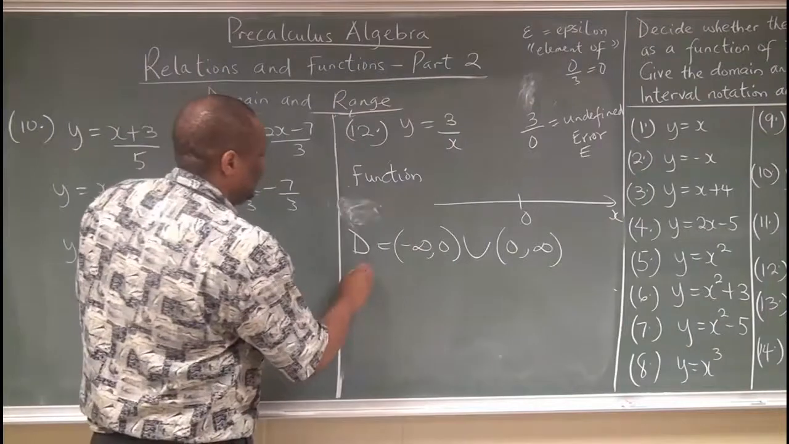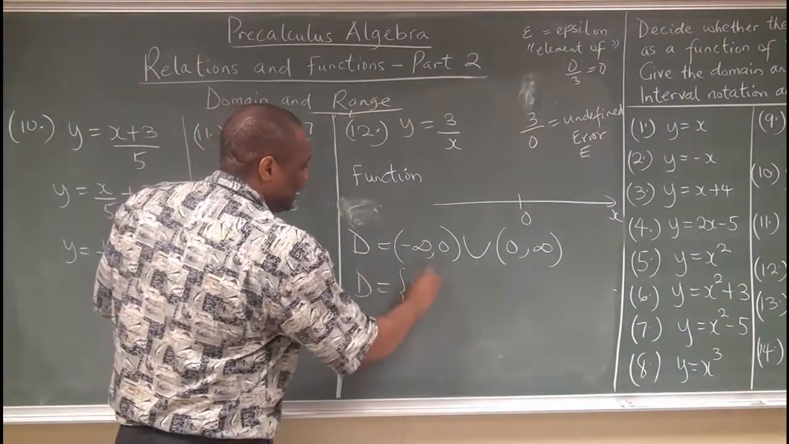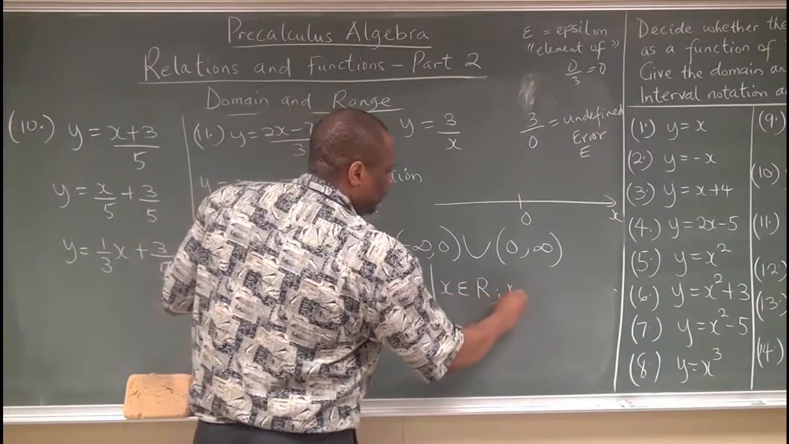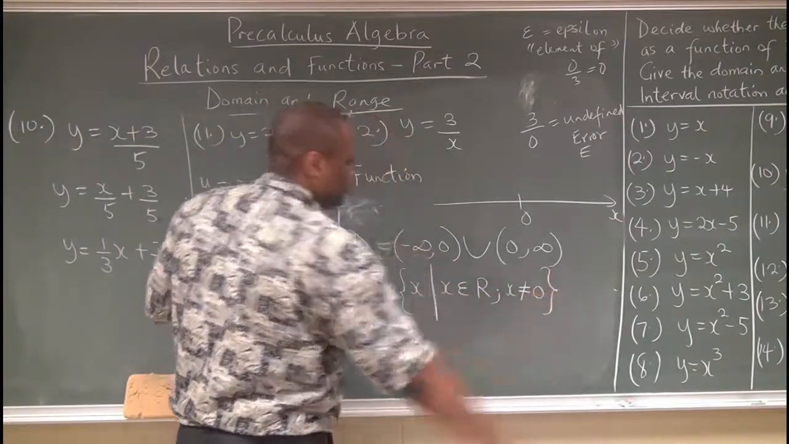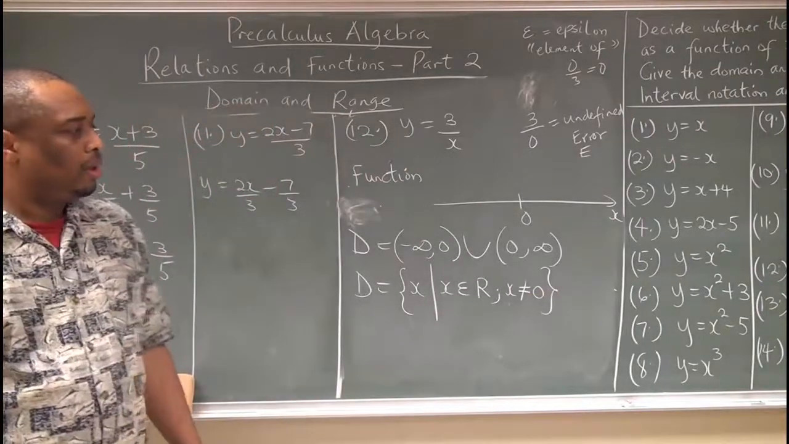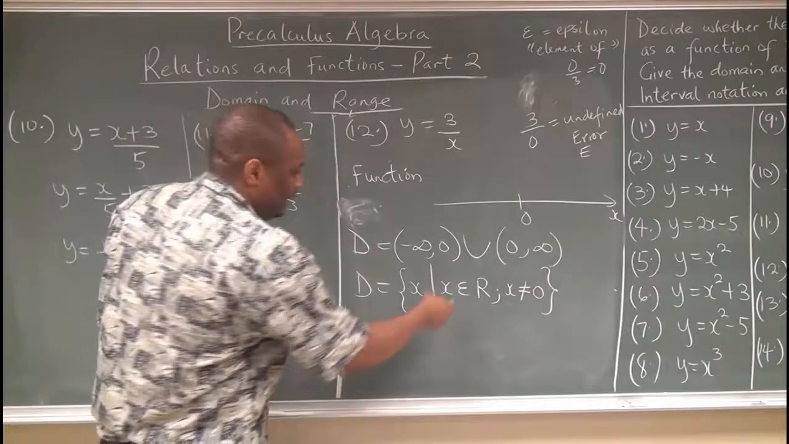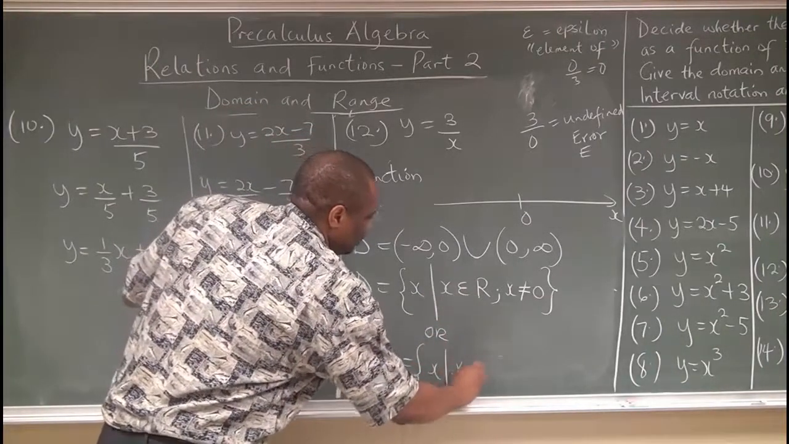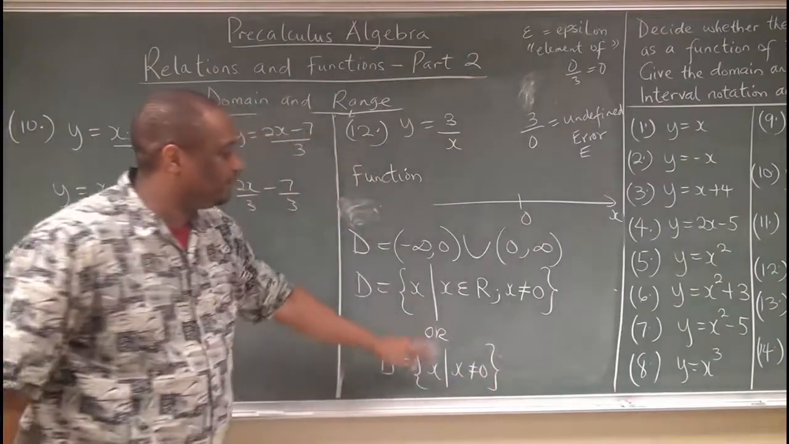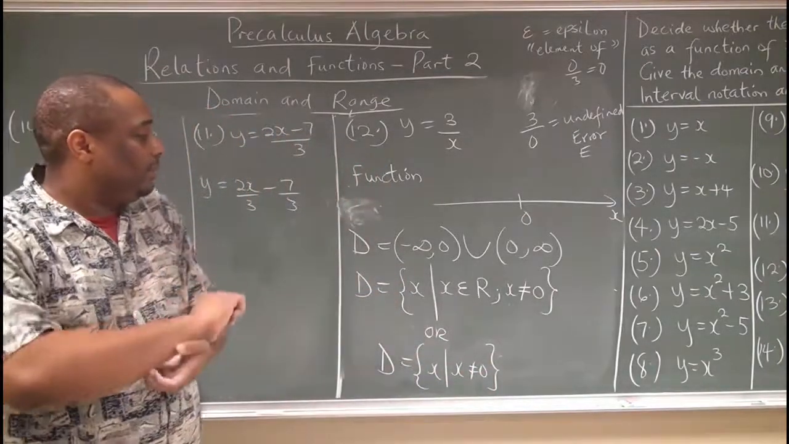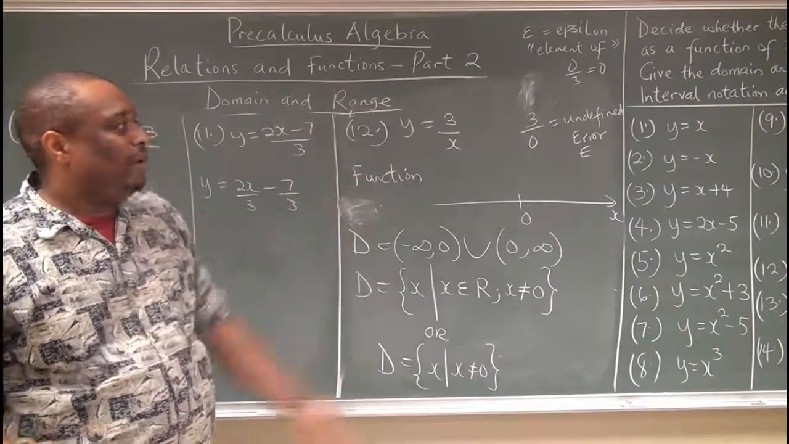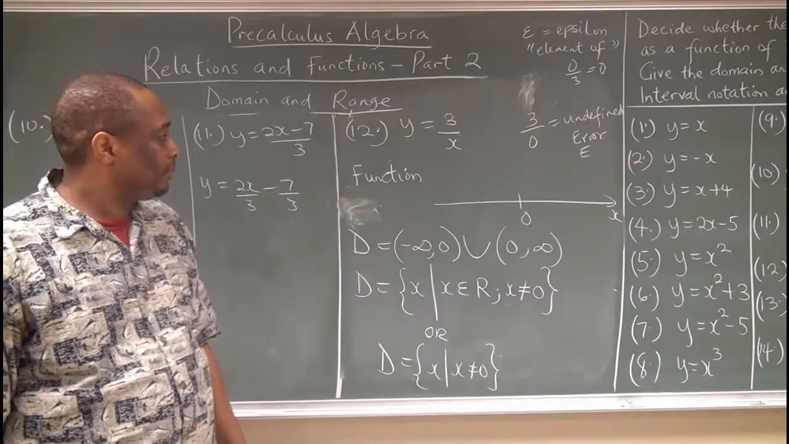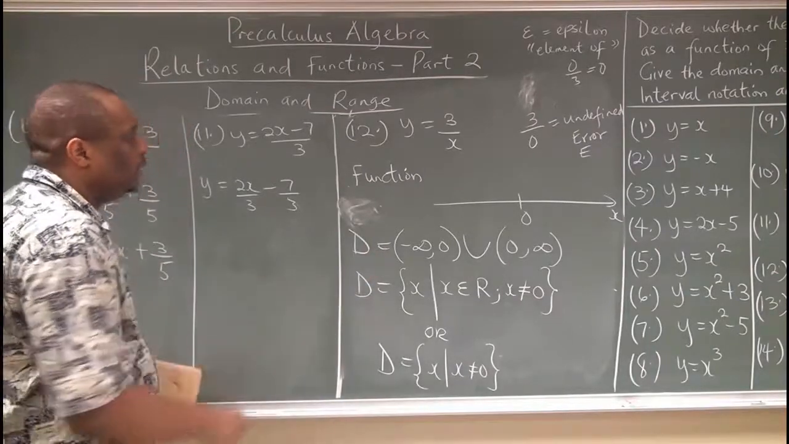Now, for the set notation, it will be a set of x such that x is real, on the condition that x is not equal to 0. You can write it this way, set of x such that x is not equal to 0. That's fine. Whatever we are doing here, we are talking about real numbers. So, that's the domain.